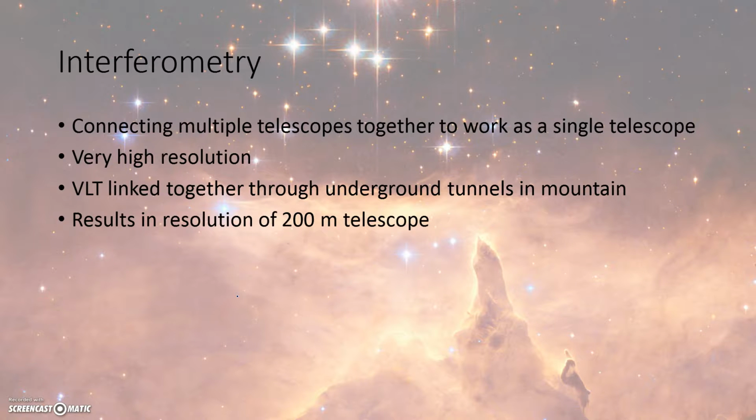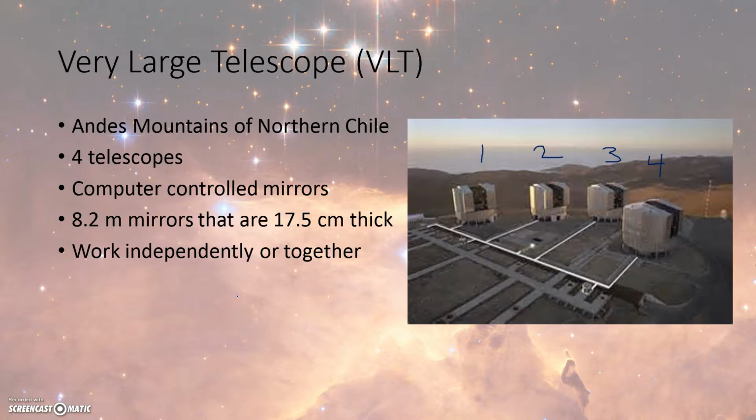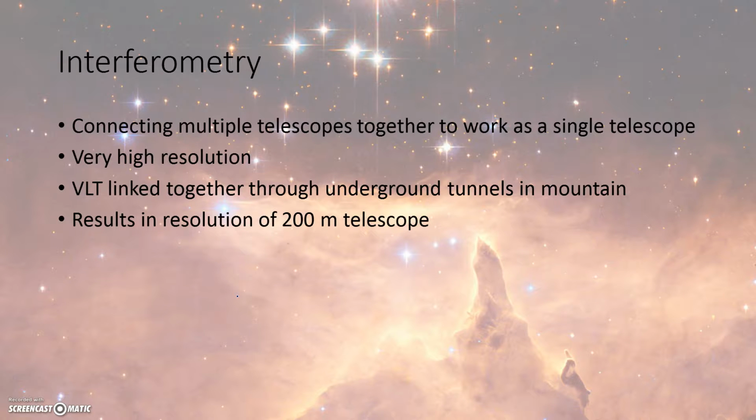All right, so let's talk about adding them all together. Interferometry. Okay, interferometry is when you connect multiple telescopes together to work as one single telescope. And when you do that, it gives an extremely high resolution, so the resolving power is good. Okay, so the VLT, which you just saw in the previous picture, these can all be linked together by tunnels in this mountain. And there's actually 2 or 3 other telescopes in there that link them all together as well. And when they link together, they work as one big telescope that has a 200-meter resolution. So it's as if we went from an 8-meter telescope to a 200-meter telescope. That's huge. All right.